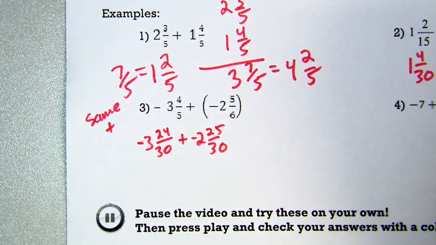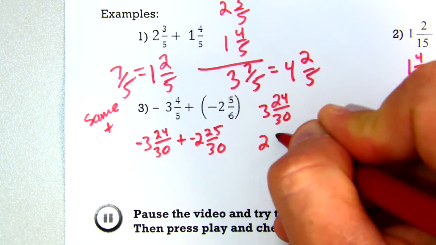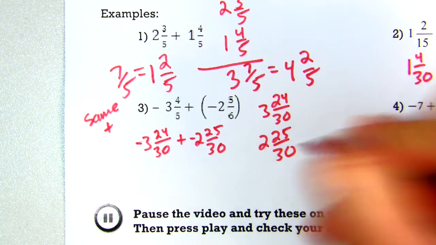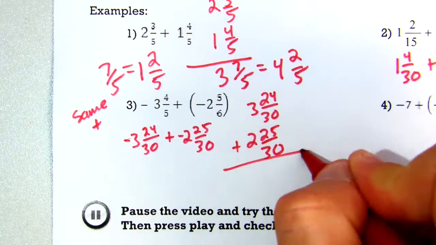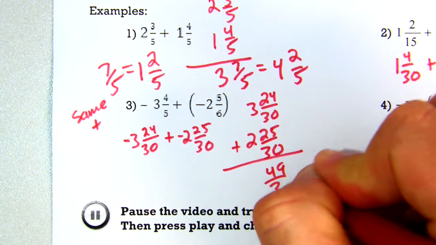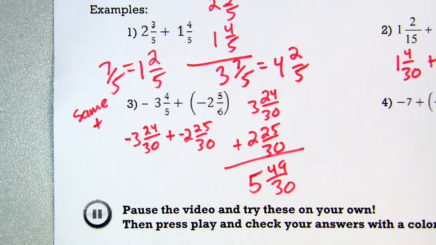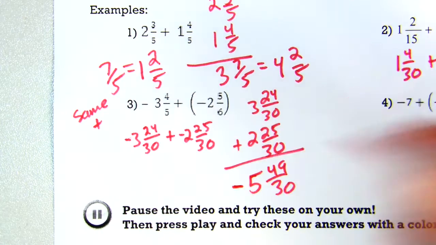So I'm going to go ahead and stack these up. 3 and 24/30, 2 and 25/30. Go ahead and add them up. 24 plus 25 is 49/30, and then 3 plus 2 is 5. So I have 5 and 49/30, and that is negative.